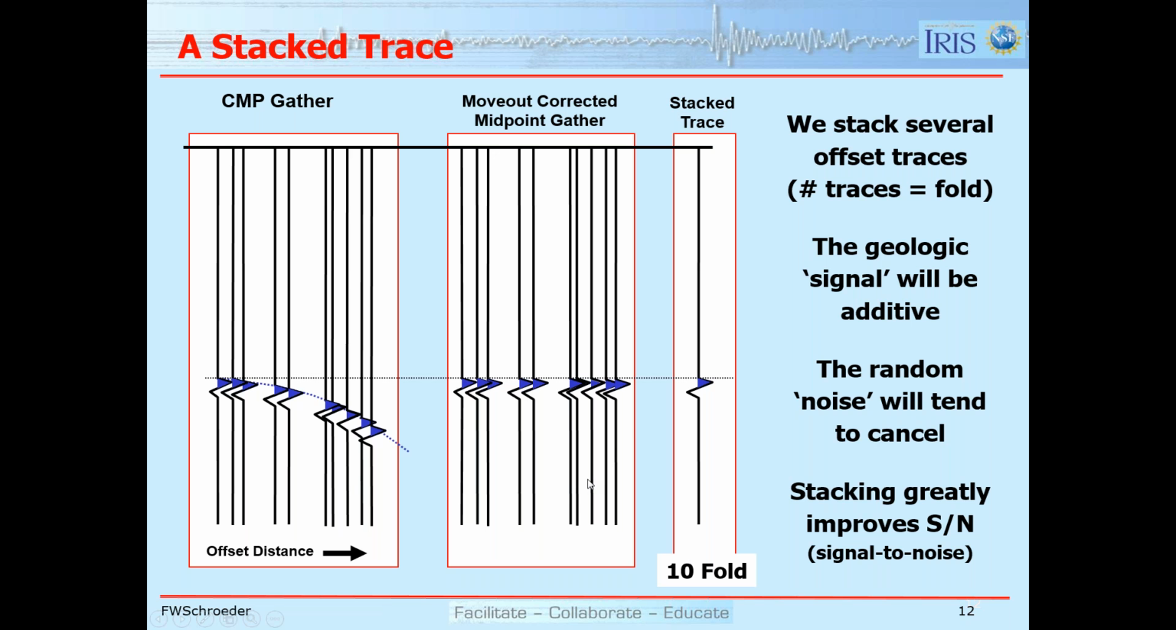If we had 12 traces, it would be 12-fold. If we had 6 traces, it would be 6-fold. So fold is a code name for the seismic processors. It's really how many traces have we added together. The reason we add these traces together is because we are listening for very faint energy, acoustic energy from these reflections.